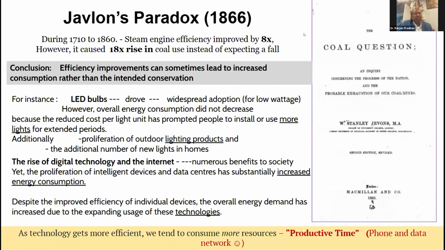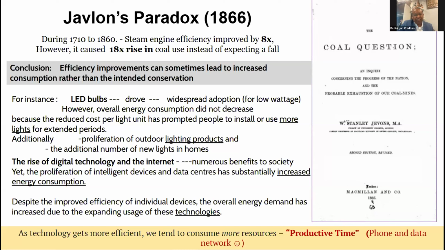Next slide, yeah. So this is where the Jevons paradox comes. And what is Jevons paradox? Way back in 1866, Jevons wrote a book called Coal Questions. There he discussed coal. At that point, during the period of 1710 to 1860, steam engine efficiency improved by 8 times. However, it caused a rise in coal use by 18 times instead of the expected fall. So the discussion concluded that efficiency improvement can sometimes lead to increased consumption rather than intended conservation.